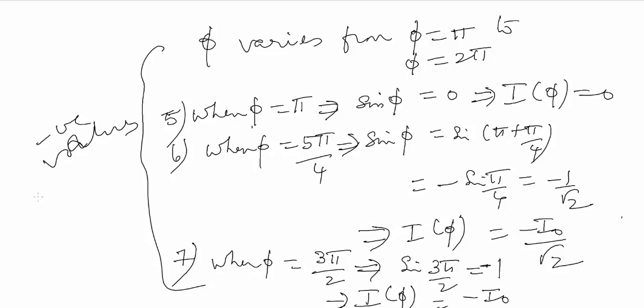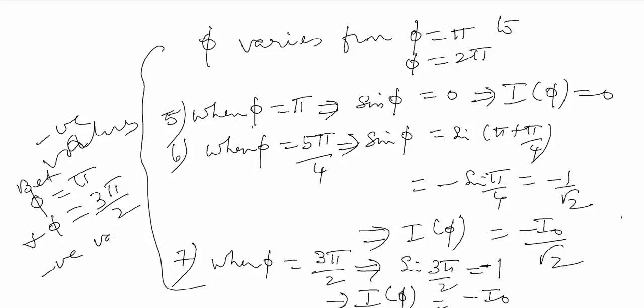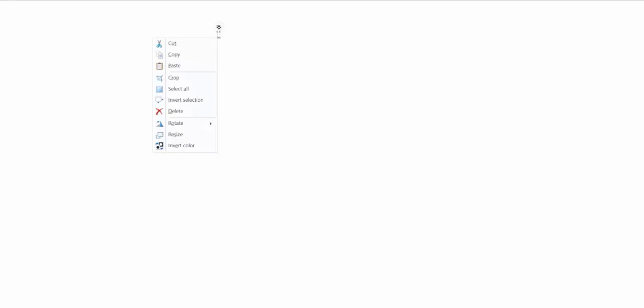So now, between phi equal to pi and phi equal to 3 pi by 2, the negative value of I as a function of phi increases, that is, becomes more negative. Now let us see what happens beyond this 3 pi by 2. As phi increases from phi equals 3 pi by 2 to phi equals 2 pi, what happens?